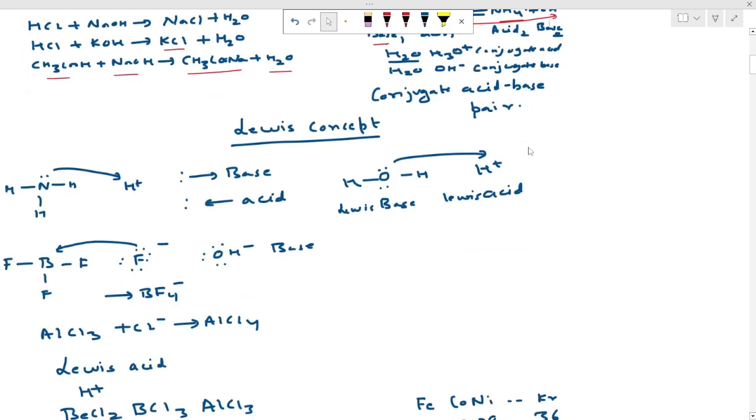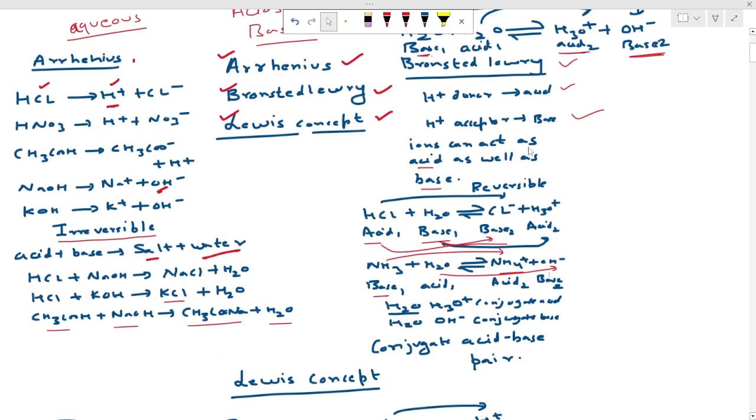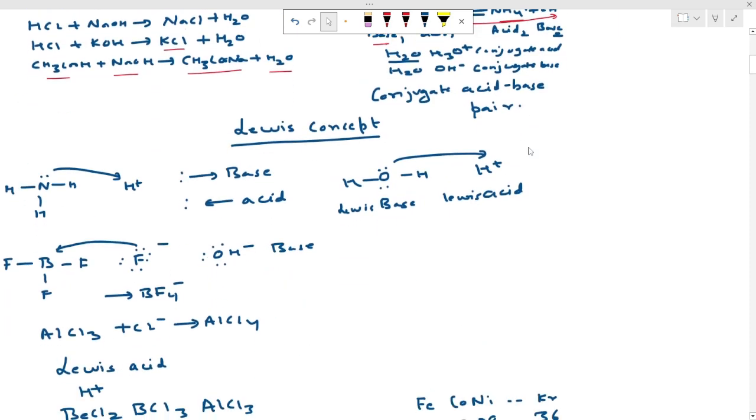In this concept we can easily determine the strength of acids and bases by knowing the dissociation constant. All these concepts have their own limitations and advantages, which we will cover in a while. Then coming to the Lewis concept, as per the Lewis concept, a base is a substance which is an electron pair donor, whereas an acid is a substance which is an electron pair acceptor.